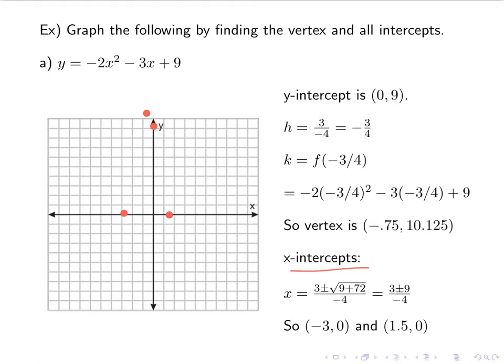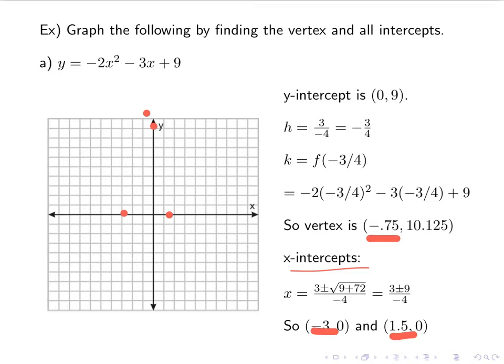So one thing to note, your vertex is always going to be the midpoint of your two x-intercepts. Whenever you have two x-intercepts, you'll never have more than 2. But when you have 2, your vertex is right in between them. So if I looked at -3 and 1.5 and I found the midpoint, it should be -0.75. So that's one way to make sure that you're doing it correctly.